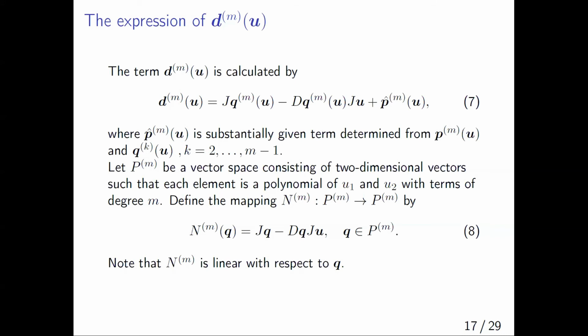Let Pm be a vector space consisting of two-dimensional vectors such that each element is a polynomial of u1, u2 with terms of degree m. Define the mapping Nm like this. Nm is linear with respect to Q.